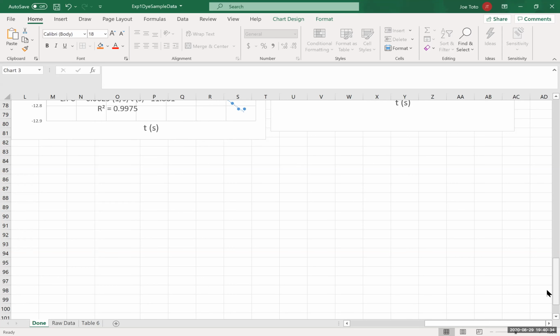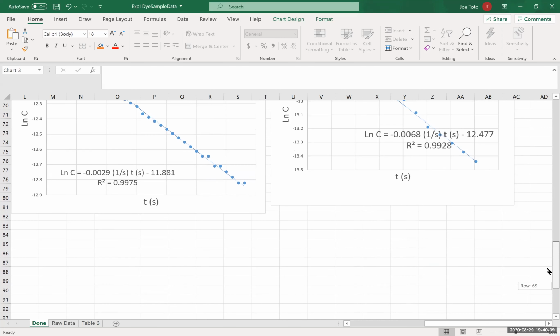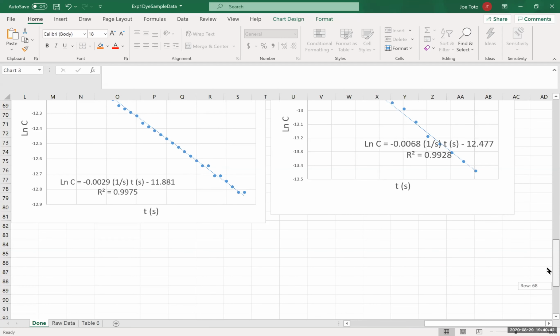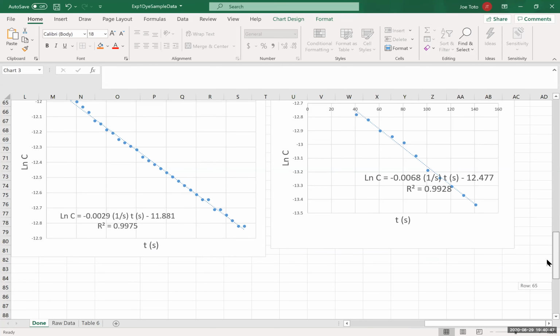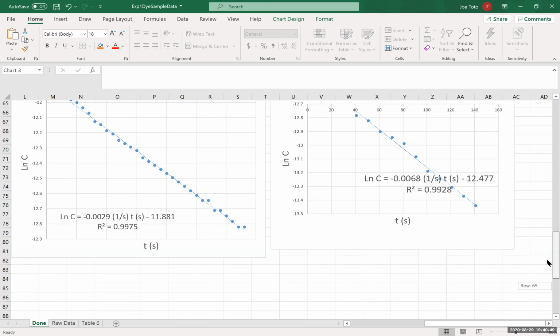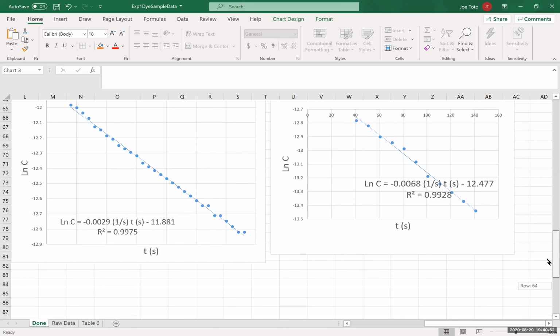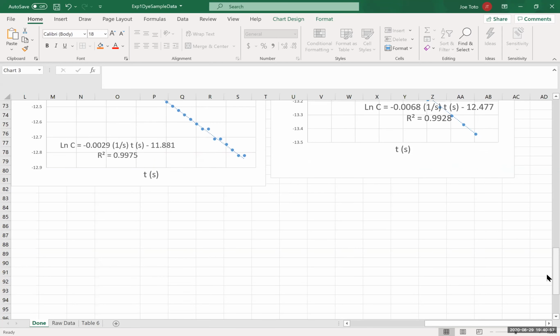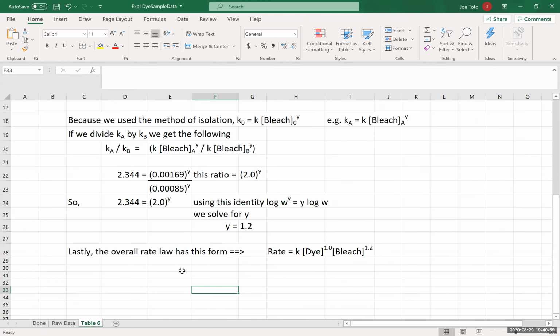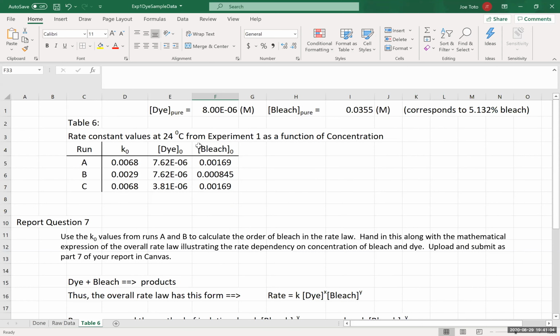Now, number 6 says that you want to prepare a table with your results. So we're going to look at this next part that I prepared, table 6. In number 6, it asks you to prepare a table with your results. So here's the table 6 that I have, runs A, B, and C.